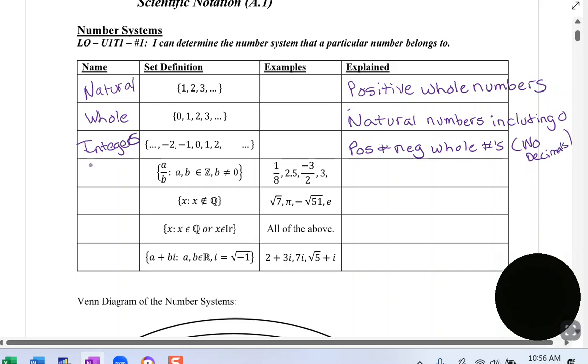All right, then we have rational numbers, right? Rational numbers, and that is any number that can be written as a fraction. And remember, decimals are fractions, right? Decimals are fractions. Then we have irrational.